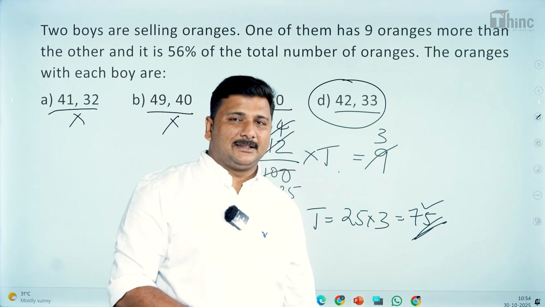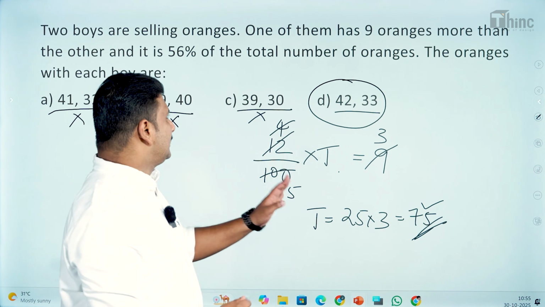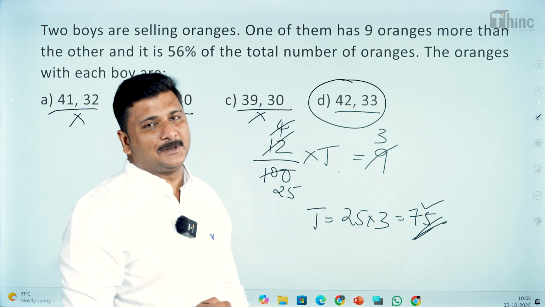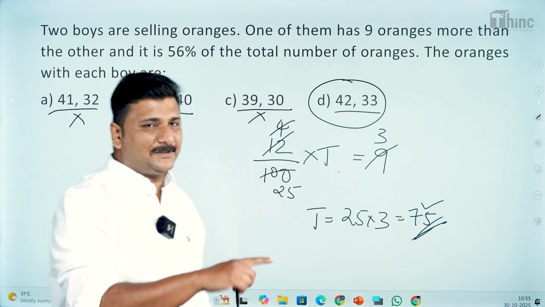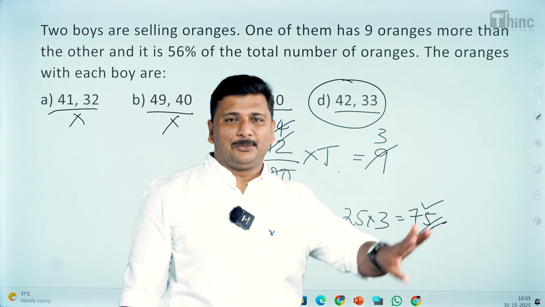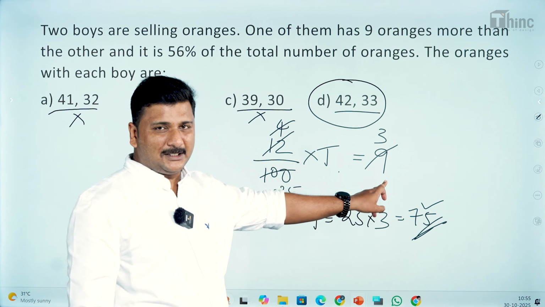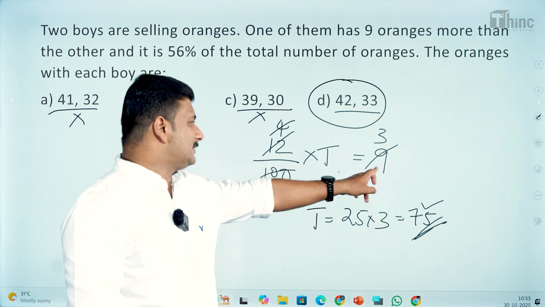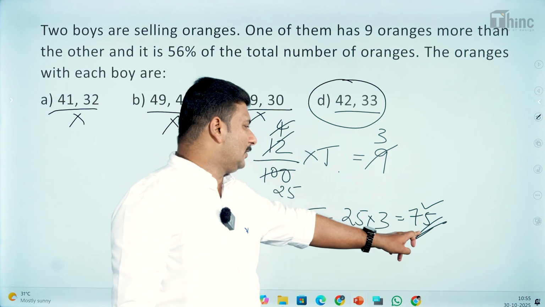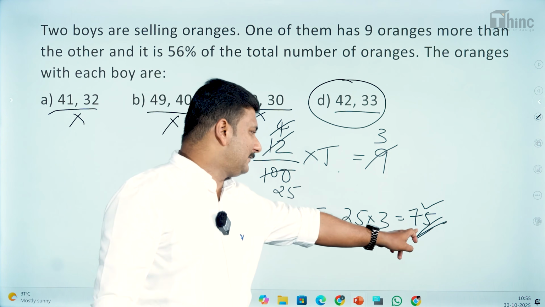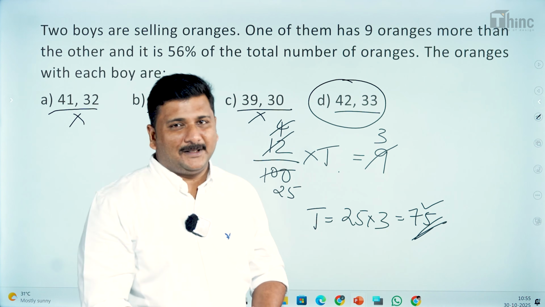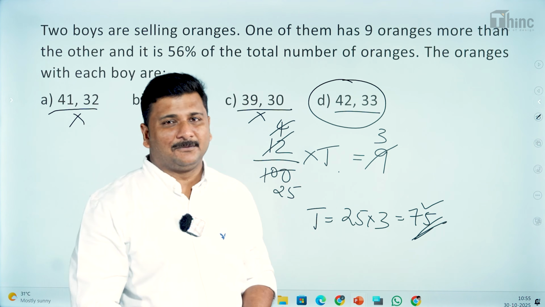So basically for solving this question, we just need a single step. That is, one boy has 56% of the total with him. Obviously the other boy has the remaining 44%. So the difference between the oranges with them is 56 minus 44, which is 12% of the total. And since one boy has 9 more than the other, the difference between the oranges with them is equal to 9. So 12% of the total is the difference, that is 9. From there we'll get the total oranges, which is 75. Only option D has a matching total of 75, so obviously D will be the correct answer. If you approach this question in this way, it can be done in a single step and you can finish it off in 1 minute.